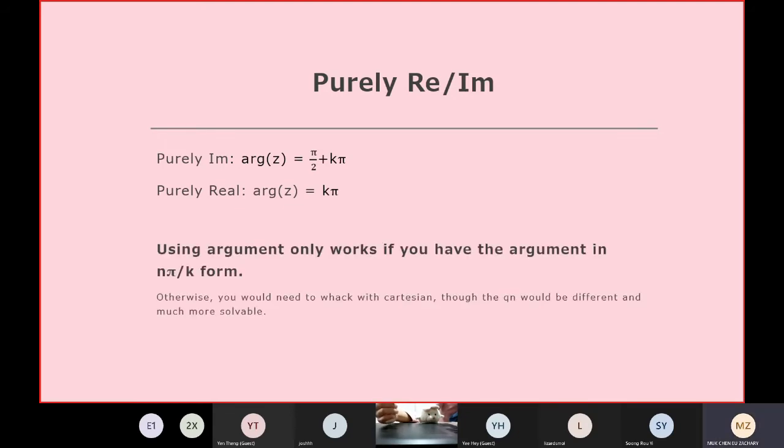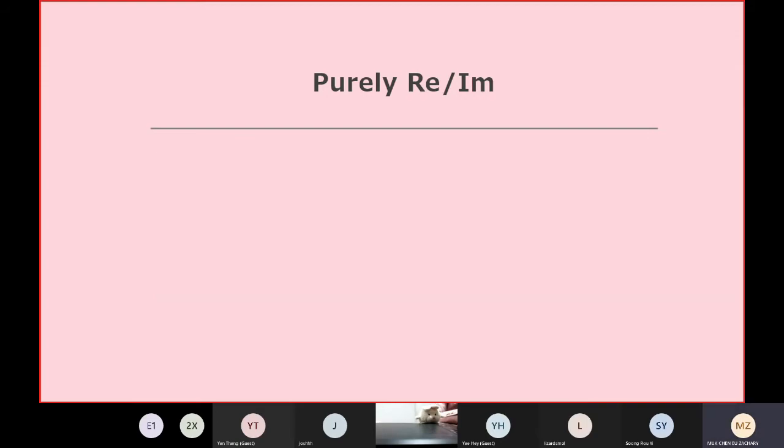It's not a concern for you now, but I'll show you a counter example later on. Using argument only works if you have the argument in n pi over k form. Otherwise, it's difficult. Usually k is an integer, n is an integer as well. Otherwise, you need to really work with Cartesian, your algebra form. But if that's the case, then the question will be slightly easier and it will be another approach. It'll be the comparing coefficients approach.